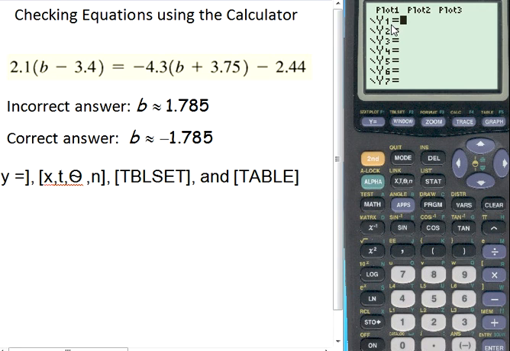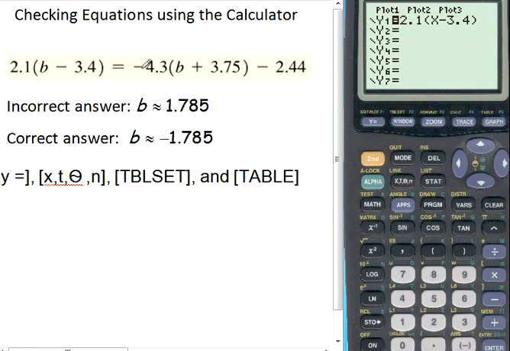y1 is going to be the left side of the equation always, so we'll put 2.1 parentheses. We write it exactly as it is there, except we use x instead of b. X minus 3.4. And notice that we use a minus because it's between the b and the 3.4. And that is the left side of the equation. When we're solving equations, we will always let y1 be the left side and y2 will be the right side when we're doing our checks.